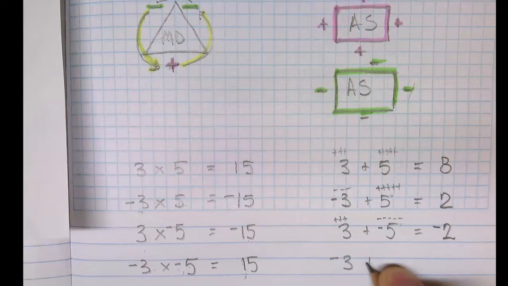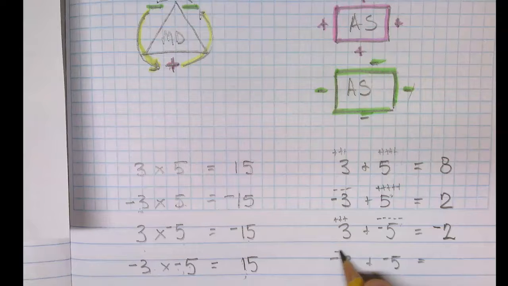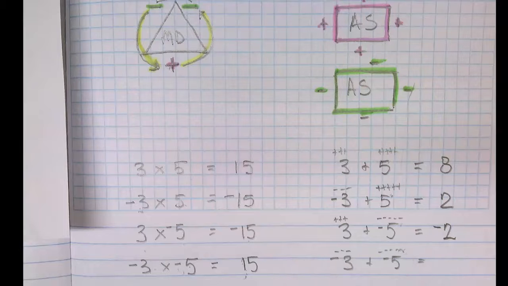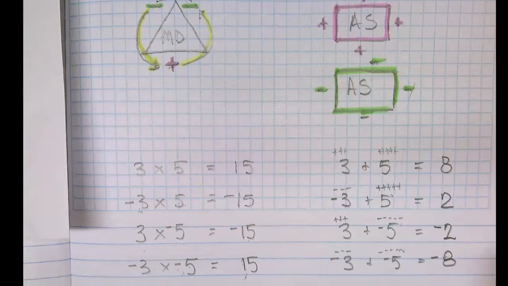So let's do negative 3 and negative 5. This has 3 negatives, and this has 5 negatives. They're all negatives. How many negatives altogether? 8 of them. I get negative 8. So I know this went fast. This was just a quick overview.